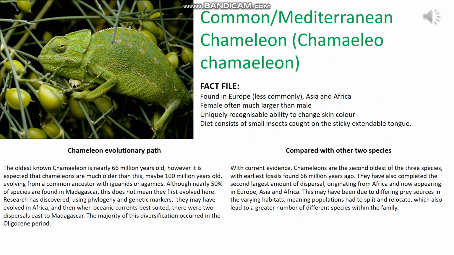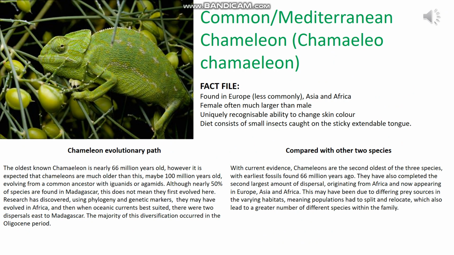Chameleons are possibly the most iconic species of lizard, with fantastic and unique traits everywhere you look. They are also the second oldest species in our project, with the oldest known relative being 66 million years old, existing just towards the end of the dinosaurs. It is expected, however, that they are much older than this, evolving from a common ancestor with iguanids or agamids 100 million years ago. Evidence for this is, however, still not found, so as of 2018, chameleons are still only 66 million years old.